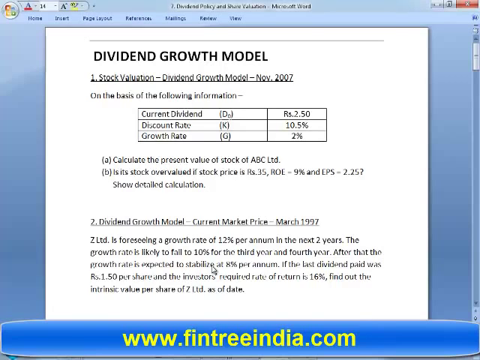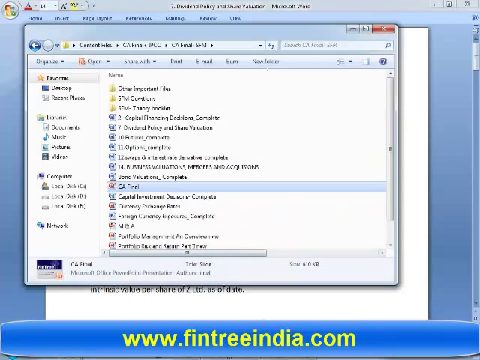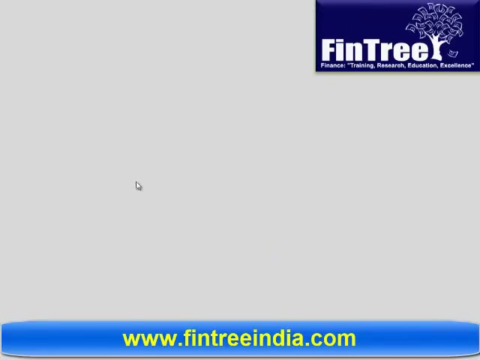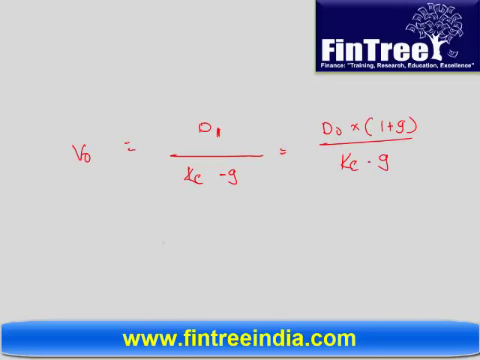Hmm? 30. Okay. All of you got 30? Okay, for those of you who do not know the formula, what method we use here is called the Gordon growth model, which says that value of stock at time 0 is calculated by saying dividend of time 1 divided by cost of equity minus G. Dividend of time 1 is calculated as dividend of time 0 into 1 plus G, divided by KE minus G.